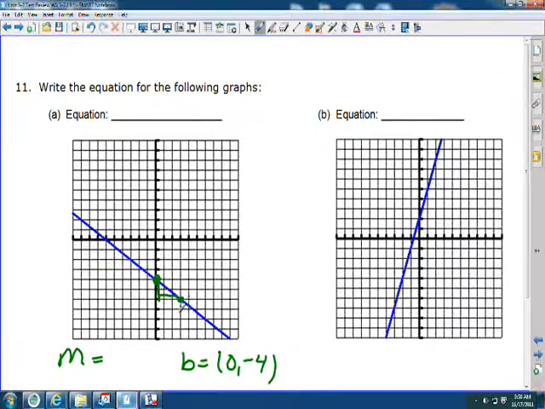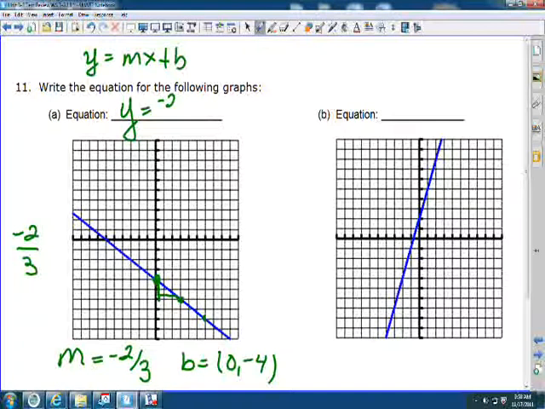Well, let's test it again. Down 2 to the right 3. Oh, that works. Down 2 to the right 3. So my slope is negative 2/3. To write your equation, remember y equals mx plus b. Y equals negative 2/3 x minus 4.